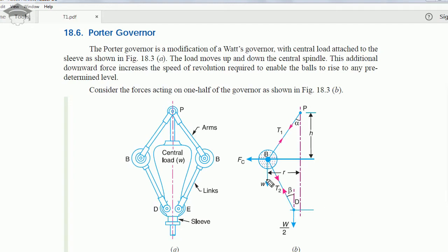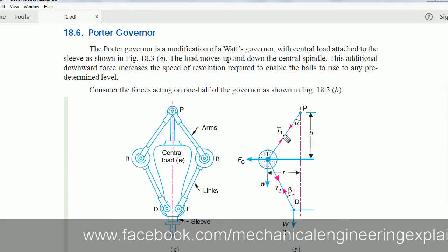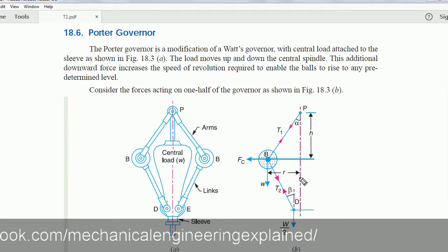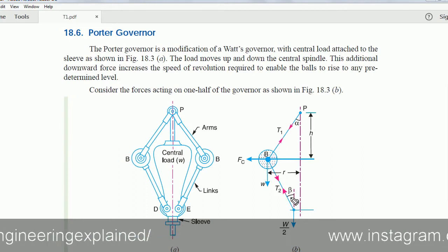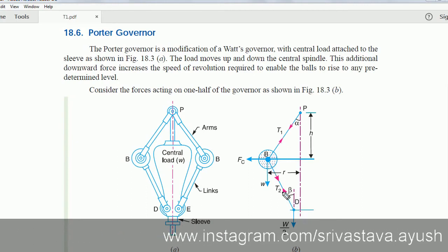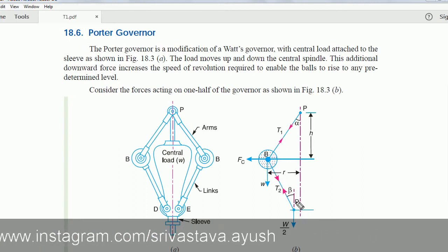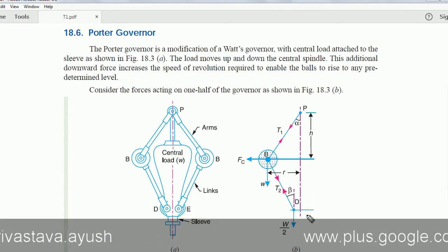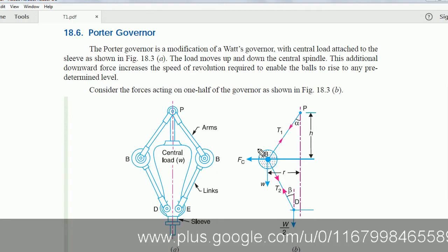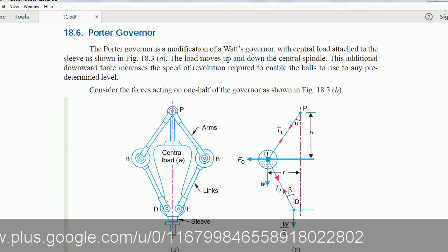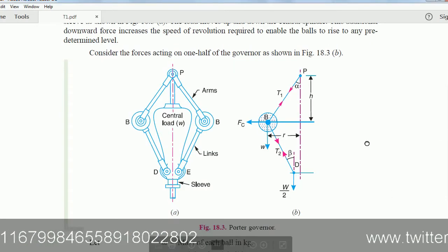and the radius is at distance small r, the height of the governor is taken as h, alpha is the angle between this arm and the central axis, whereas beta is the angle between this link and the parallel to the central axis. So this is the free body diagram. Now we would be resolving the forces to calculate.